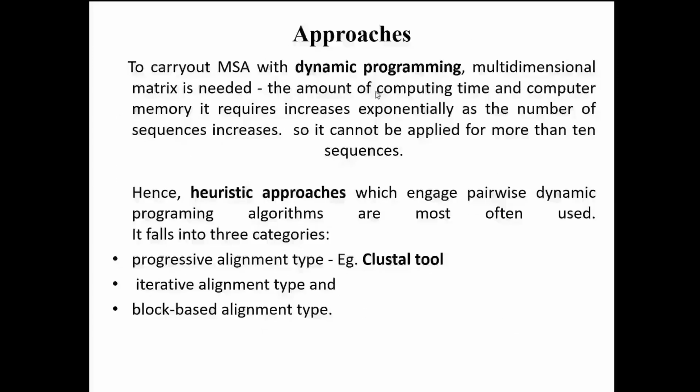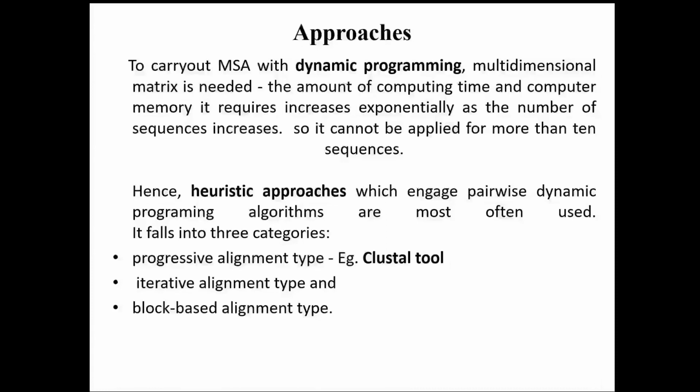So, the approaches for MSA are dynamic programming and heuristic approaches. But for dynamic programming, we need a multi-dimensional matrix. In pairwise alignment, we have a two-dimensional matrix. But when we come to MSA, we need a multi-dimensional matrix. So here, the amount of computing time and computer memory increases exponentially as the number of sequences increases. Though it is a very optimal method, it cannot be applied for more than 10 sequences because of these issues.